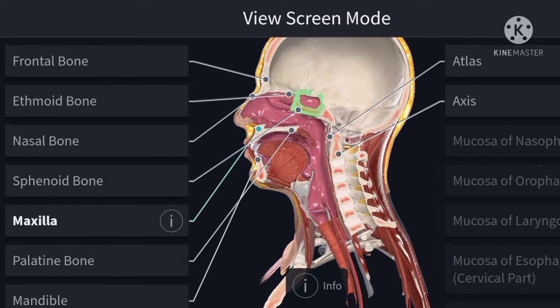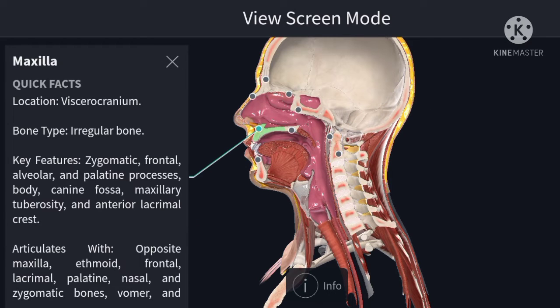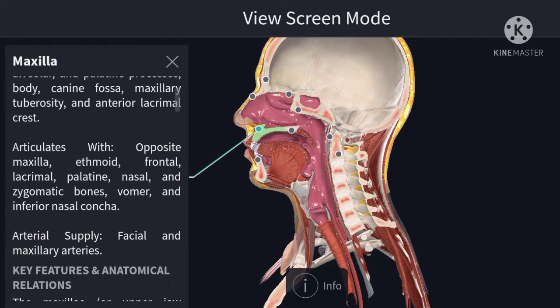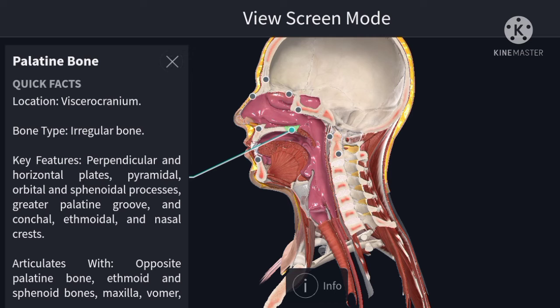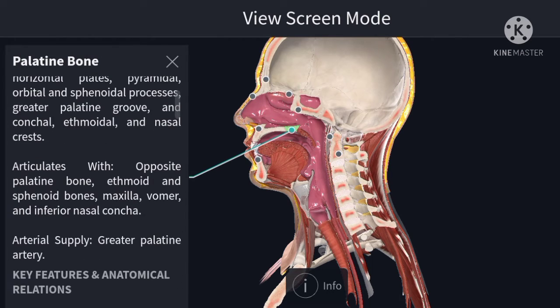Now we will see the maxilla. As you can see here, maxilla is a type of irregular bone located in viscerocranium and supplied by the facial and maxillary artery. Now we will see the palatine bone, and this is a palatine bone and it is a type of irregular bone and located in viscerocranium and supplied by the greater palatine artery.